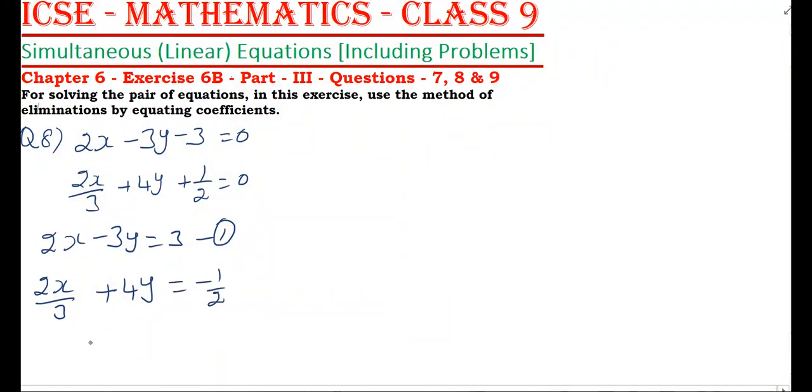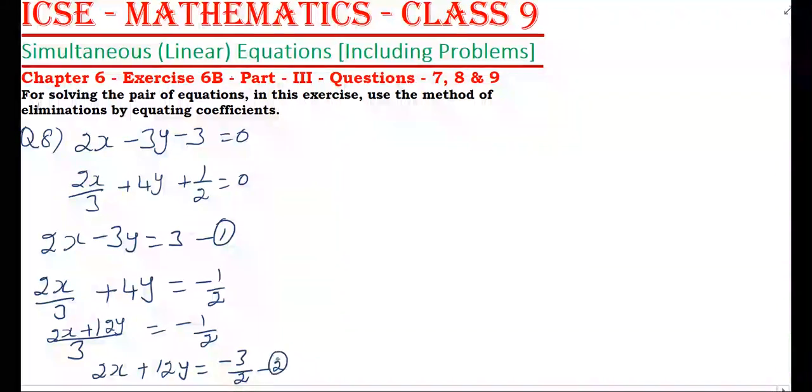We can take LCM 3. So it's 2x plus 3 into 4, 12y, equal to minus 1 by 2. So now 3 we can take to the right hand side. So it's 2x plus 12y equal to, 3 will go as a numerator, so minus 3 by 2. This is equation 2.